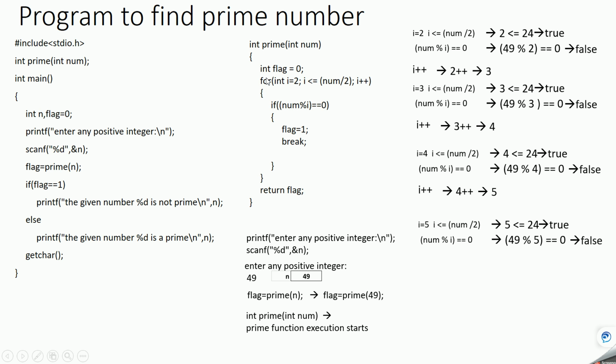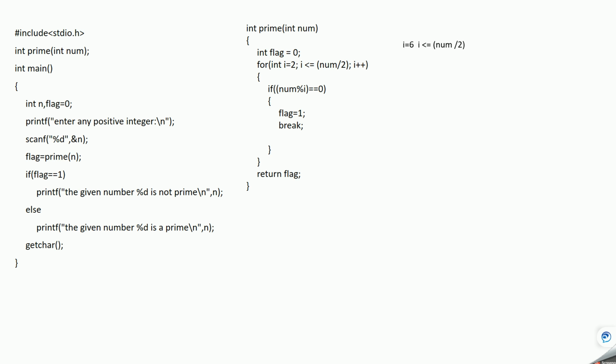And again the value of I will be incremented and the value of I will become 6. So for 6 we'll see in the next slide what will happen. Okay, so now the value of I is 6. So again this condition will be checked and this condition is again true, because 6 is less than 24.